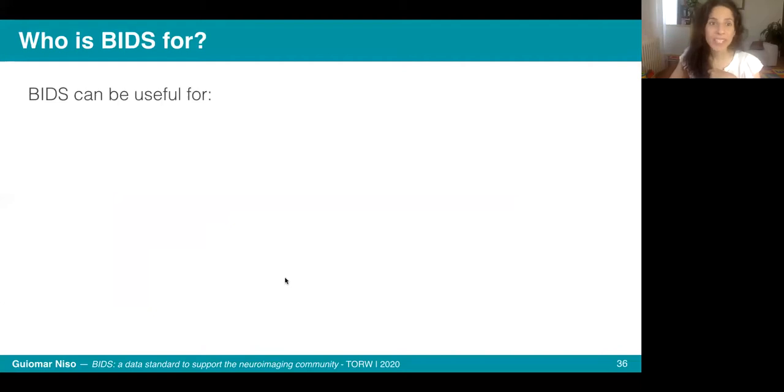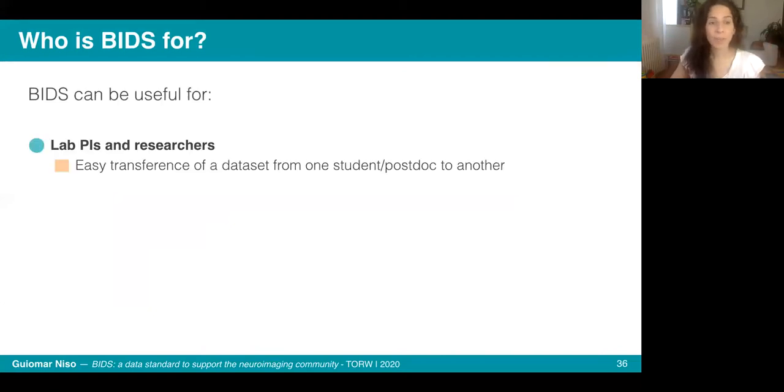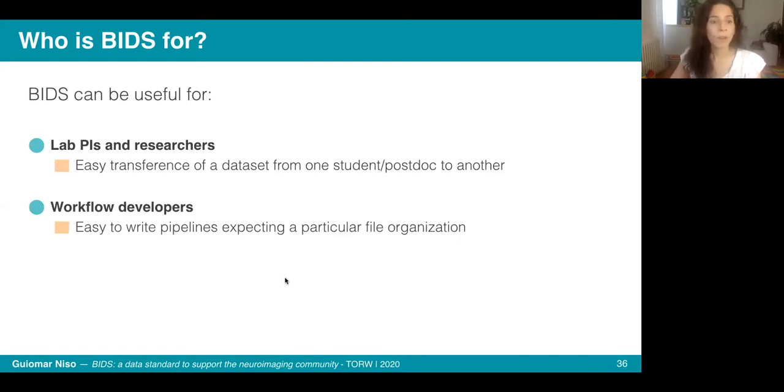So who is BIDS for? It can be used by lab PIs and researchers because it's easy to transfer a dataset from one student or postdoc to another, or it's also useful for workflow developers because it's easy to write pipelines expecting a particular file organization.